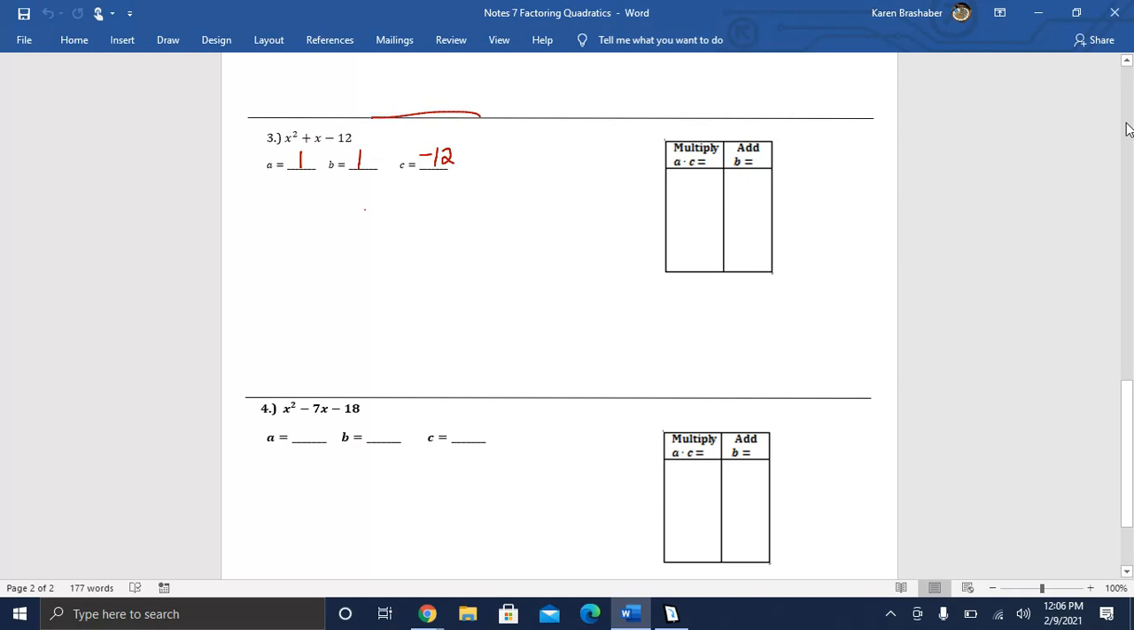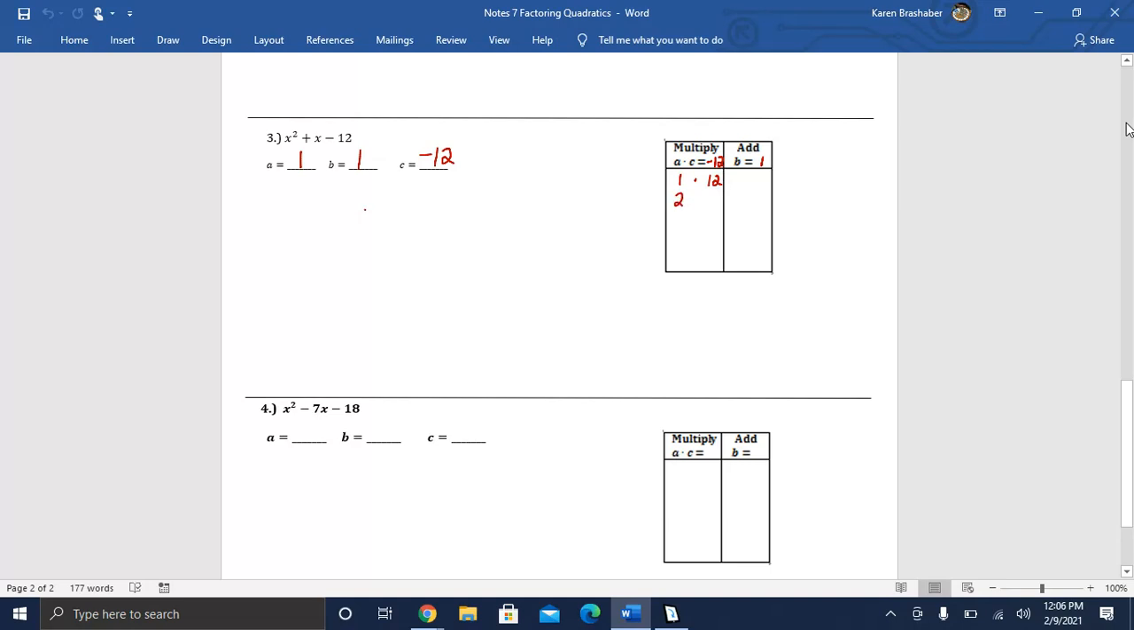So as we move over to the chart, our A times C, now this time our multiplier is negative. 1 times negative 12 is negative 12. And our B term is a 1. So we've got to multiply to negative 12 and add to 1. So we'll think of our numbers that multiply to 12. When you're doing this, just disregard the negative sign for the time being. Just think about the 12. So what multiplies to 12? Well, 1 times 12.